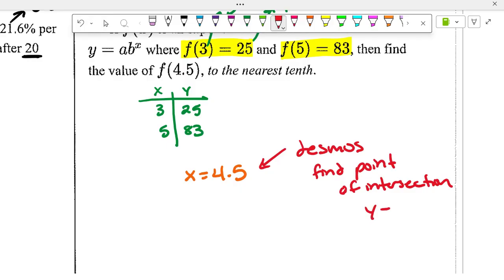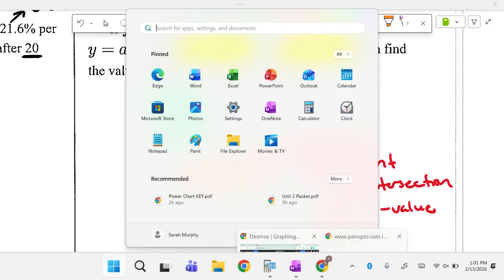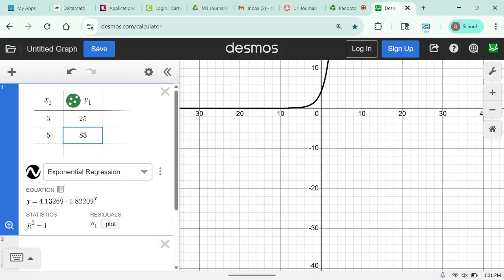In this case, we're using the y value. So, guys, do not pack up unless I tell you to do so.